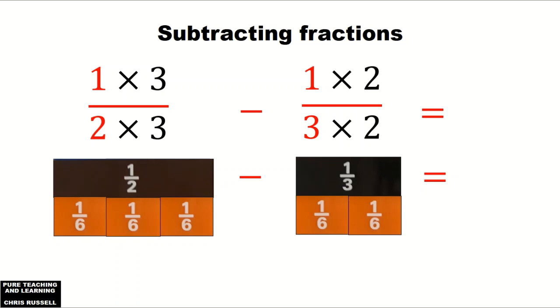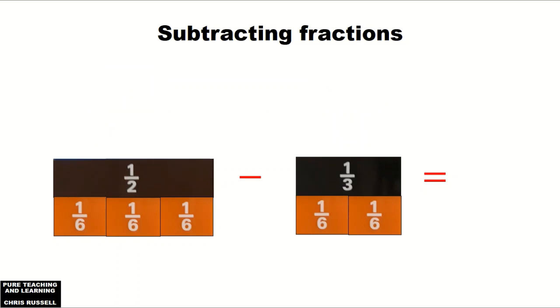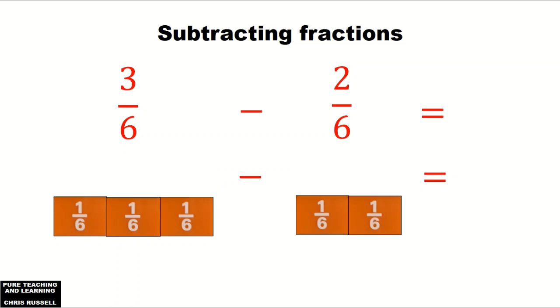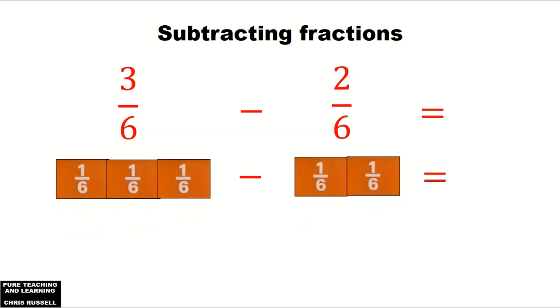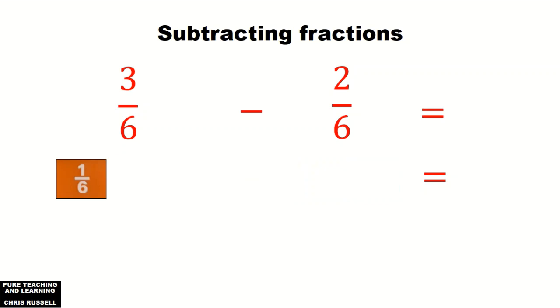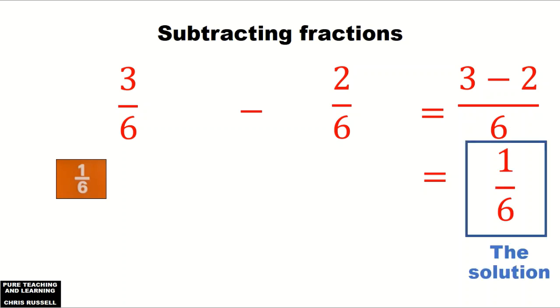So again, we multiply the half, the numerator and denominator, by 3, and with 1/3 we're multiplying that by 2. We evaluate that, we get 3/6 subtract 2/6. And therefore we get the following. So when we subtract 2/6, we're left with only 1/6. So therefore we subtract the numerators, 3 subtract 2, keep the denominator as it is, and we're left with 1/6. And that's our solution.